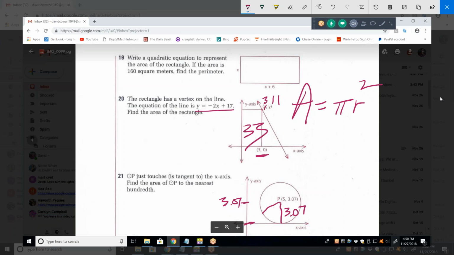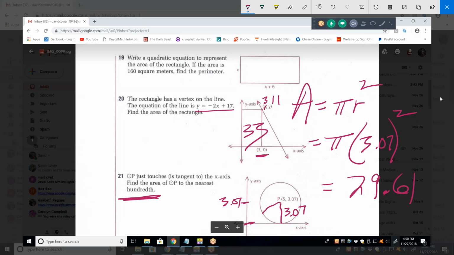So the area of that circle is pi times 3.07 squared. They want you to do that on your calculator, round it off to the nearest hundredth. So it would be 29.61.